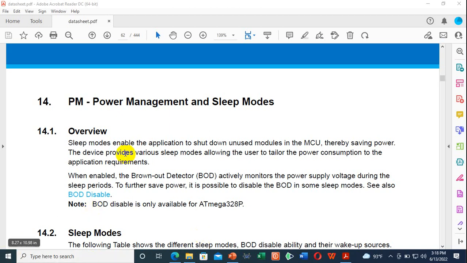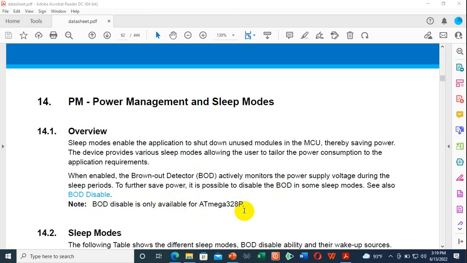Sleep modes enable the application to shut down unused modules in the microcontroller unit, thereby saving power. The device provides various sleep modes, allowing the user to tailor the power consumption to the application requirement. When enabled, the brownout detector (BOD) actively monitors the power supply voltage during the sleep periods. To further save power, it is possible to disable the BOD in some sleep modes. BOD disable is only available for ATmega328P.